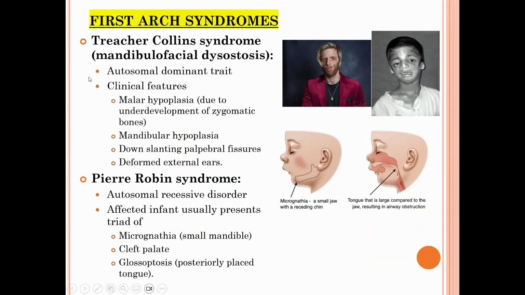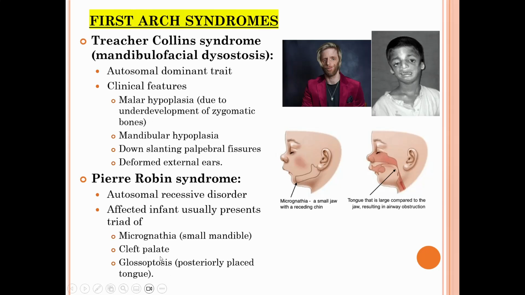Then there are a few syndromes which are related to the first arch. The first one is Treacher-Collins syndrome, or mandibulofacial dysostosis. Here there might be mandibular hypoplasia, but lesser involvement of the maxillary process. Then there is Pierre-Robin syndrome. It is an autosomal recessive disorder, and here there can be cleft palate also.